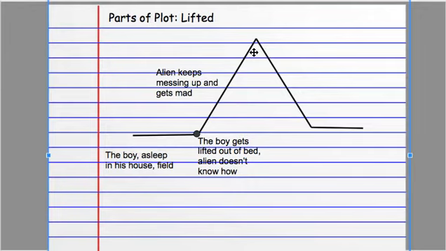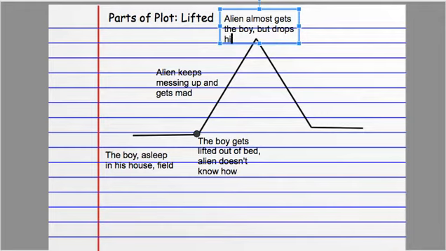That next part is the climax. That's where the big event happens and then we start trying to solve the problem. So the big event for us is when the alien almost gets the boy but drops him right out of the spaceship. And then what happens? This is where we start solving the problem. The boy is falling through space. And then what happens?